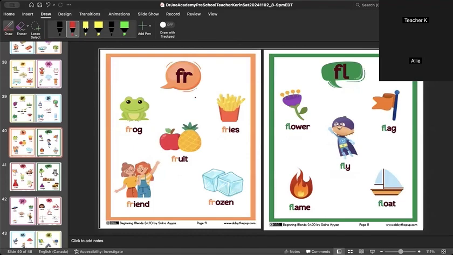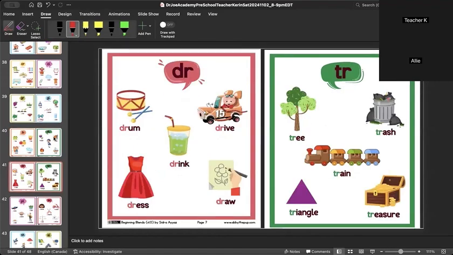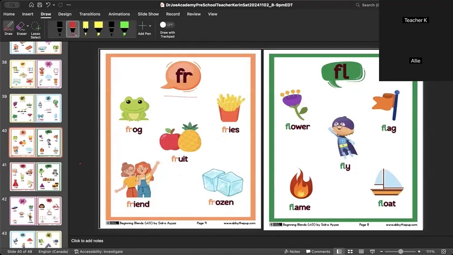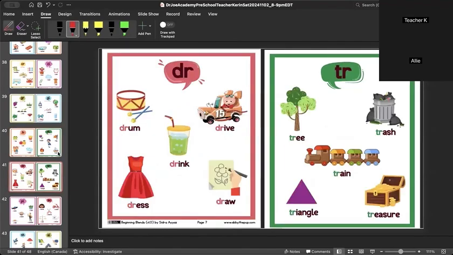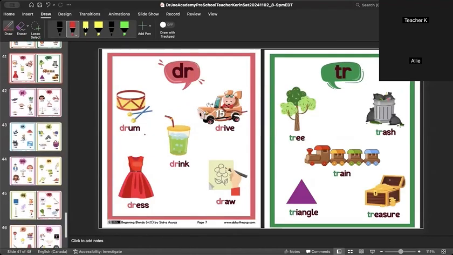Can we do this one? Fr, fr, fr. Frog, fruit, fry, friend, frozen. Perfect. Fl, fl. Flower, flag, fly, flame, float. Perfect. Look at you go. You're so good at this. Continue on.